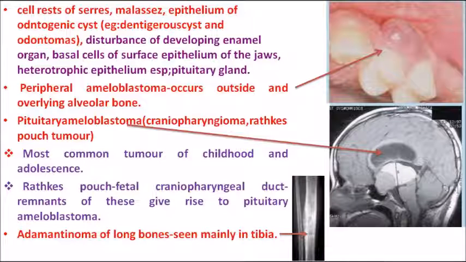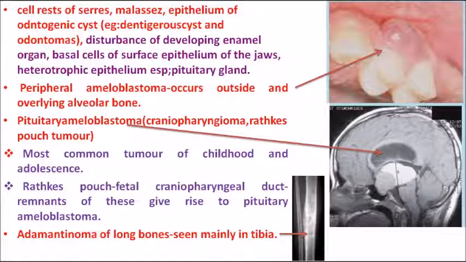Now coming on to the origin of ameloblastoma, which is very important. The origin is mainly in the cell rest of Serres. You will be very clear on what cell rest of Serres is, because in the development of tooth I had explained it to you. It is the remnant cells of enamel organ, isn't it? Then Malassez: what are cell rest of Malassez? They are the remnant cells of dental papilla.